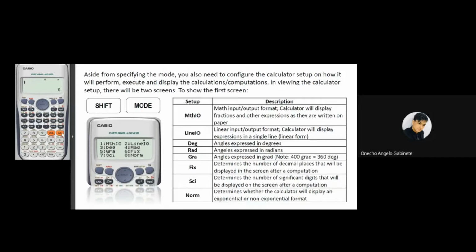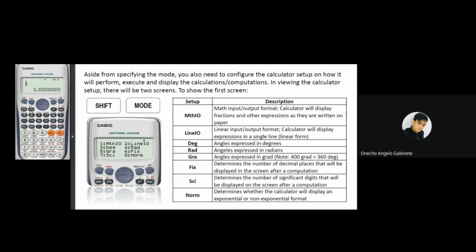Ano naman po yung fix? Determines the number of decimal places that will be displayed in the screen after a computation. Now, halimbawa po meron akong 1/3. 1 divided by 3. Ano yung di-display ni calculator na value dyan? 0.333333333. Paano pagka ang ni-require ni teacher ay up to 3 decimal places?